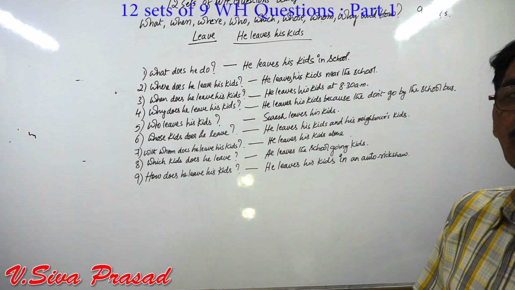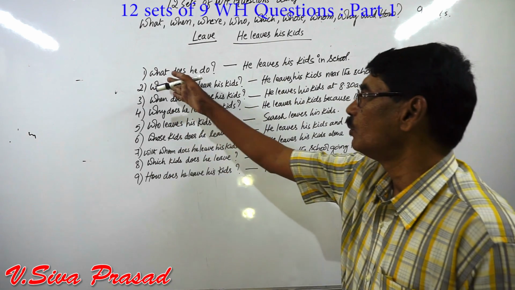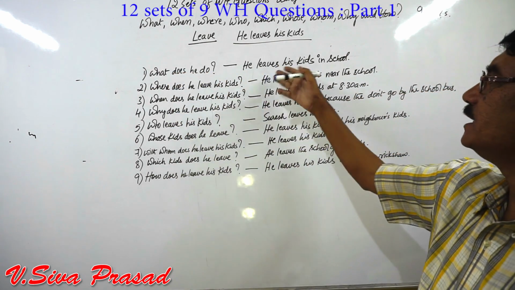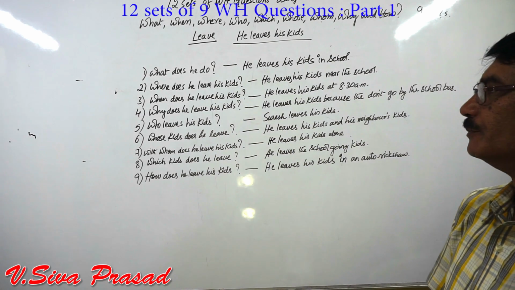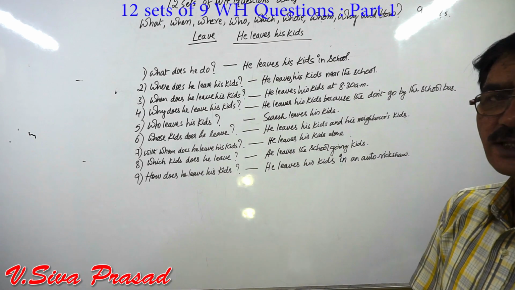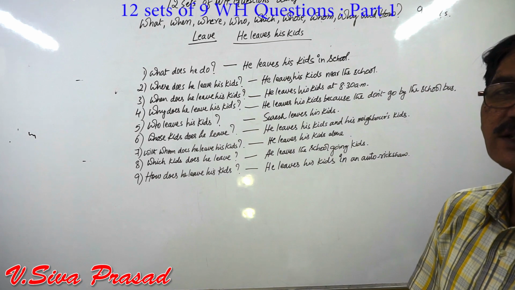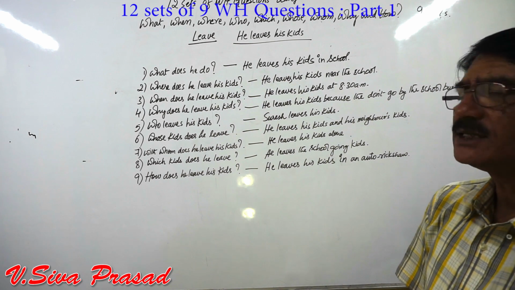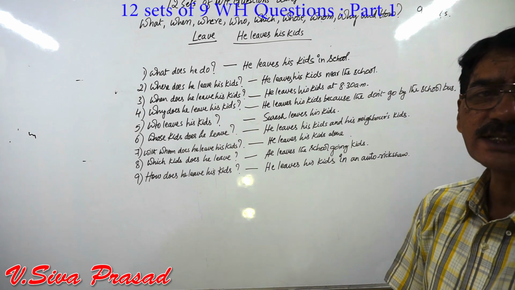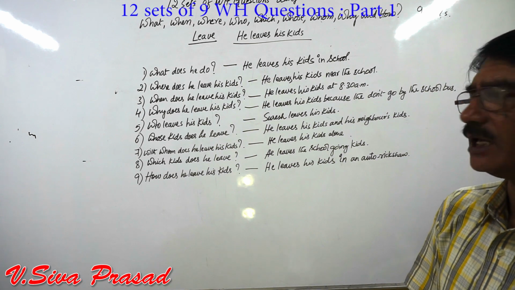Now we are going to the fourth one. What is he doing? He is leaving his kids in school. Where is he leaving his kids? He is leaving his kids near the school. When is he leaving his kids? He is leaving his kids at 8:30 a.m.